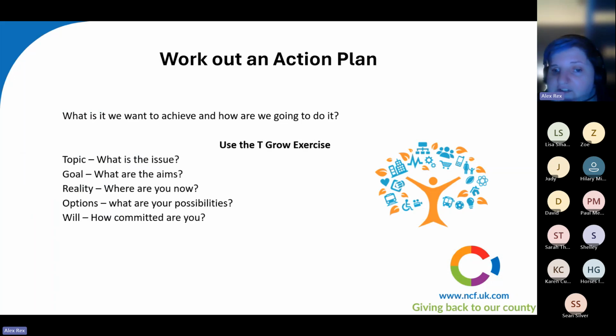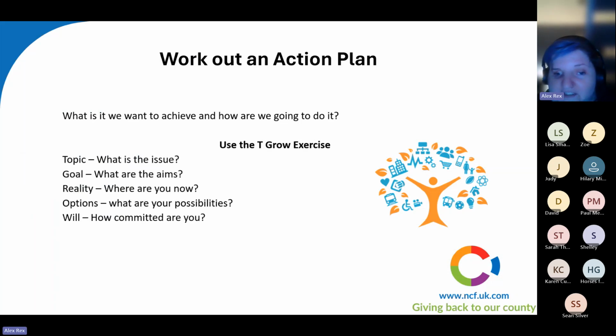Then options. So what are the possibilities? So that may be that you've identified that you're in need of a venue. Is there a possibility that you could partner or work with an organisation who might be able to give you the venue in kind? So they're giving you that support for free as part of some partnership work.